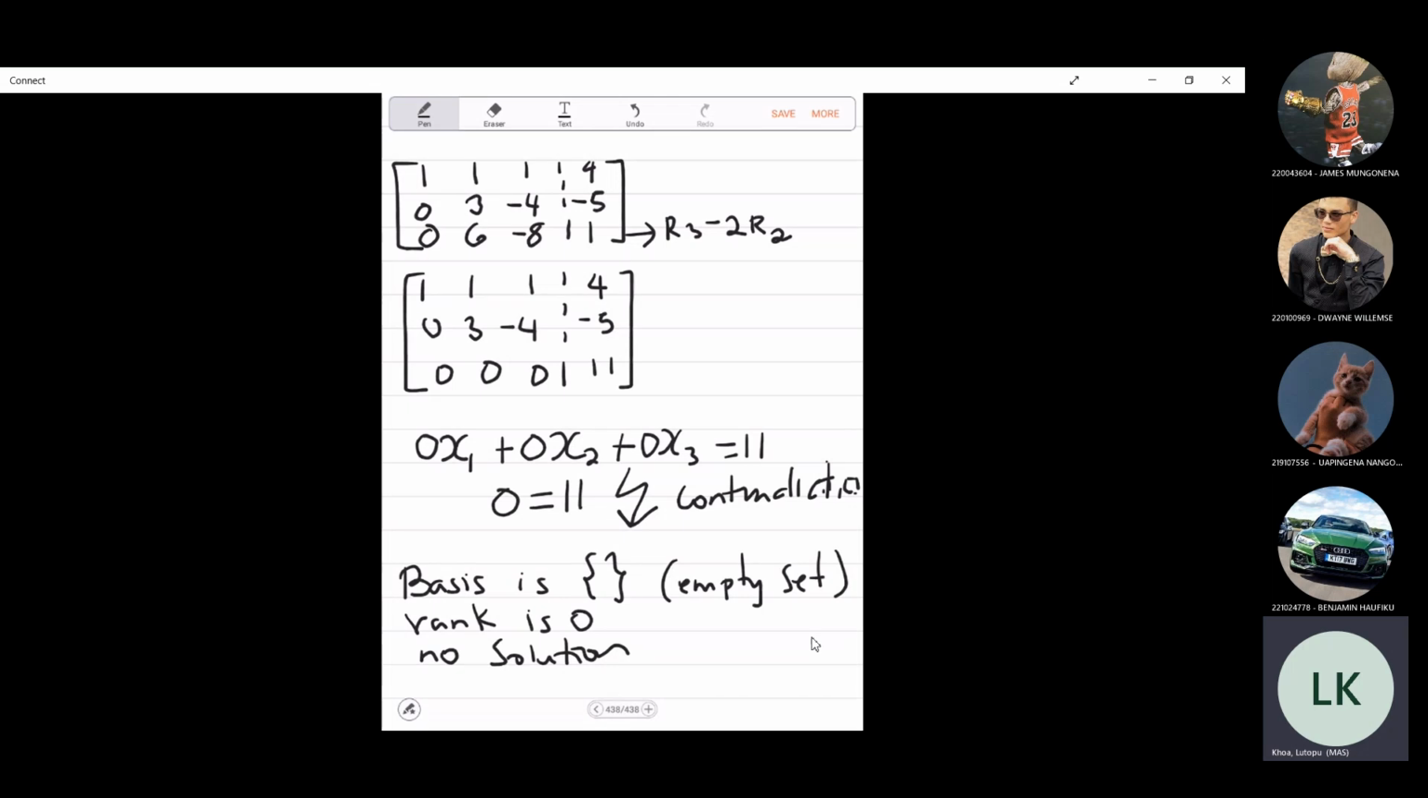Okay, tomorrow we will look at some more examples from that exercise where you have to determine the rank and the basis of the matrix.